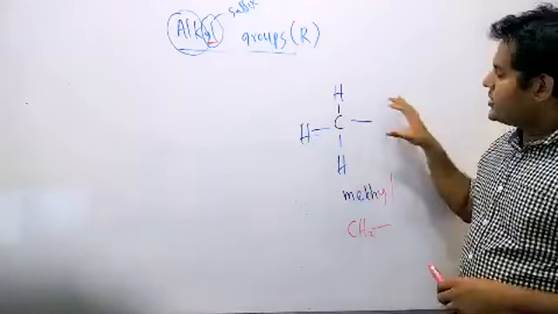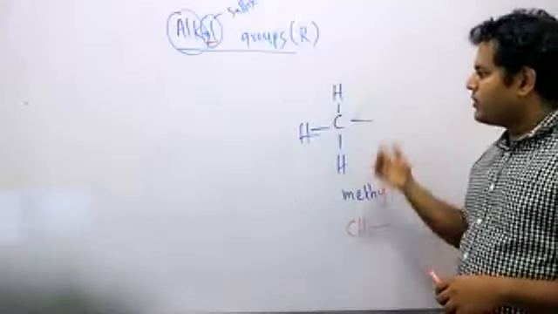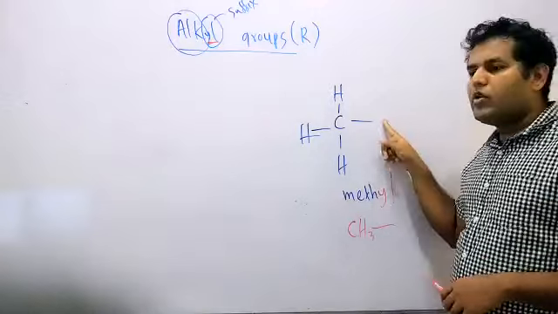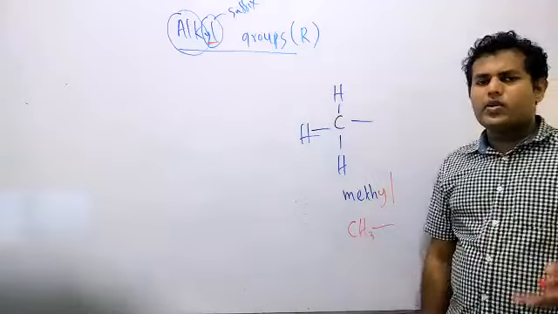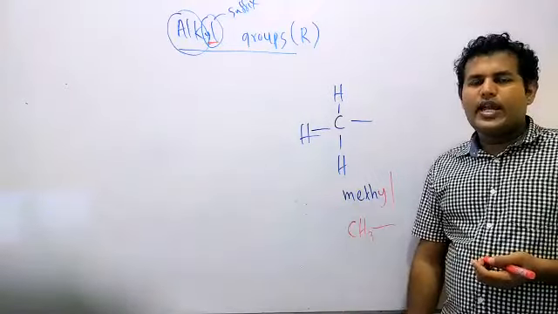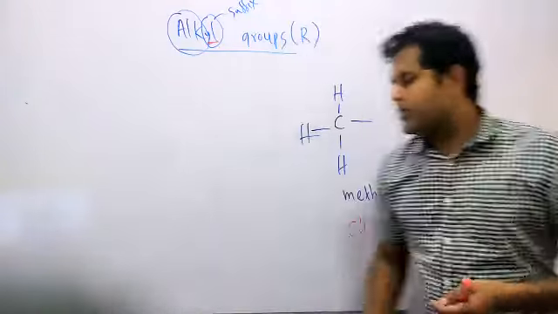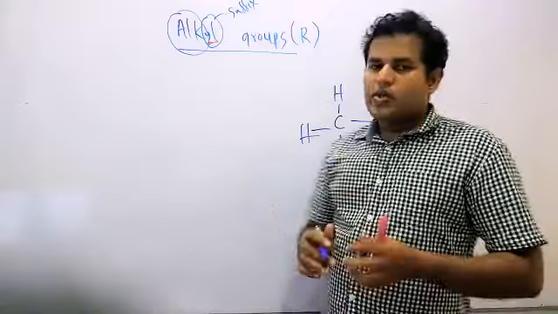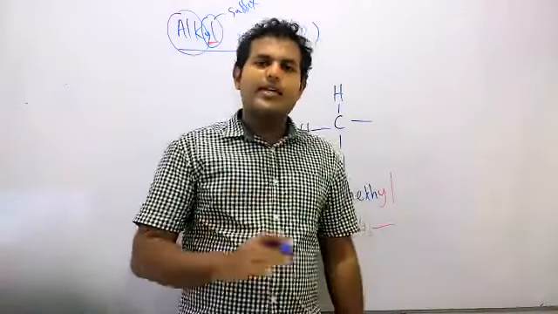You can remove any hydrogen, but typically, traditionally, we are removing this hydrogen. So this is methyl. Do we have only one R group? No. We can have like 10 to 12 R groups. But basically, we are discussing 6 R groups. Now this is methyl. Remember, you are deriving R groups only from alkanes, not from alkenes and alkynes.